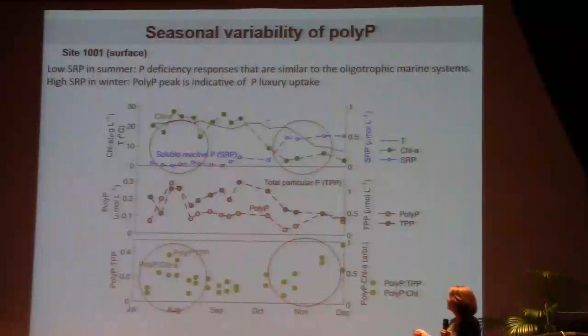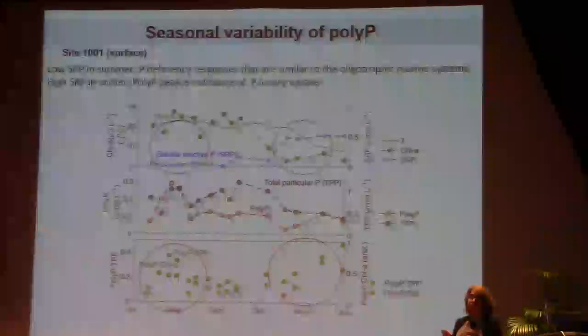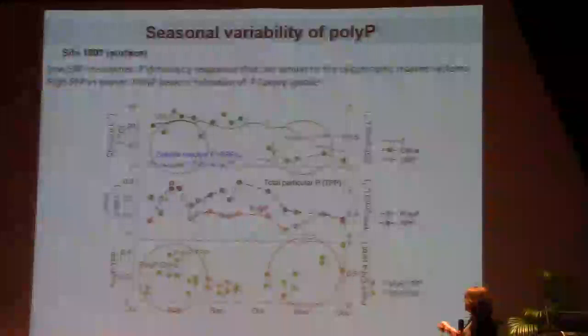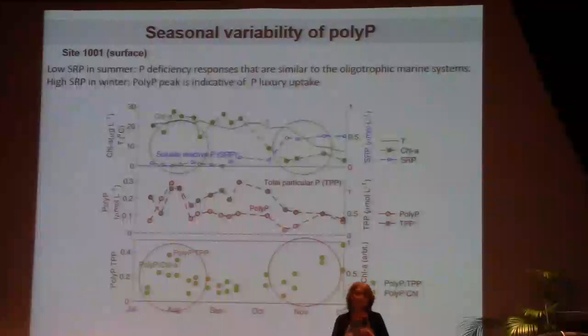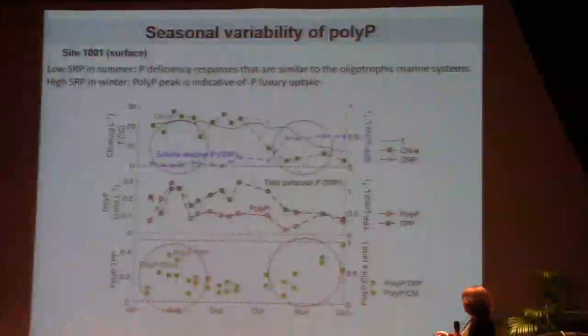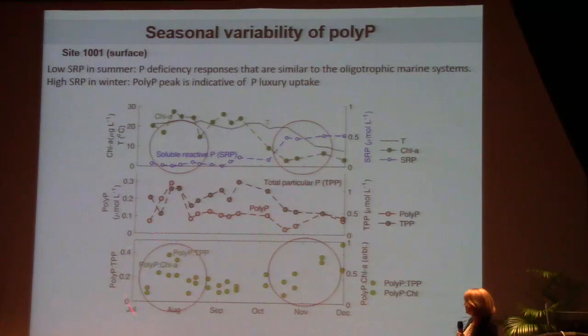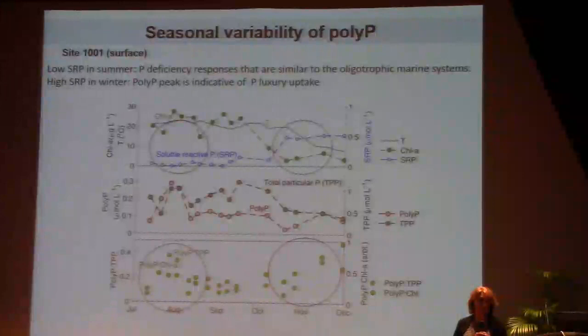On the first panel are temperature and chlorophyll, pretty reasonable, going from high to low during the winter. Soluble reactive phosphorus is very low in summer, and then during the turnover it gets higher. If we look now at the poly P, here in red, and the total particulate P, they more or less repeat chlorophyll, which is not really interesting. But once we normalize the poly P to the total particulate P, or to chlorophyll, it's getting very interesting. What we can see here is more or less a bimodal distribution.